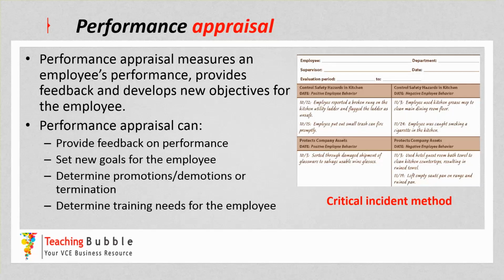And then there's the critical incident method, where any critical or serious incidents that have happened over a period of time for the employee are recorded and noted down, how they performed and what happened and those types of things, and then those incidents are discussed. So they're just some of the methods. There's a lot of different methods that businesses use, but they're just some of the common performance appraisal methods that can be used.